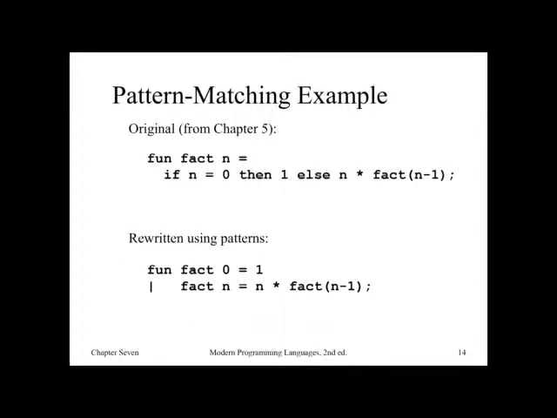Here's the factorial program that came out of chapter 5. Up top, we go, fun factorial n equals, right? And if n is 0, then it's 1. Otherwise, we take n times factorial of n minus 1. We call factorial on n minus 1. That's recursion, but it's got that little bit of imperative feel.